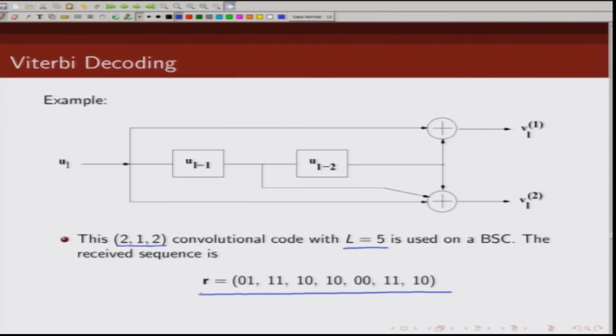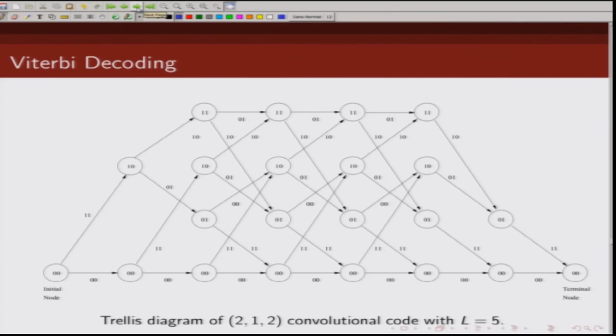So, how do we proceed? The first step is we will draw the state diagram of this convolutional encoder, and we will draw the trellis diagram of this convolutional encoder. So, what I have here is I have drawn the trellis diagram of this rate 1/2 convolutional encoder. Please note, initially we are starting with all 0 state.